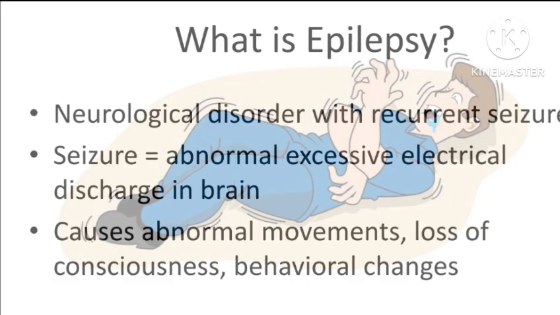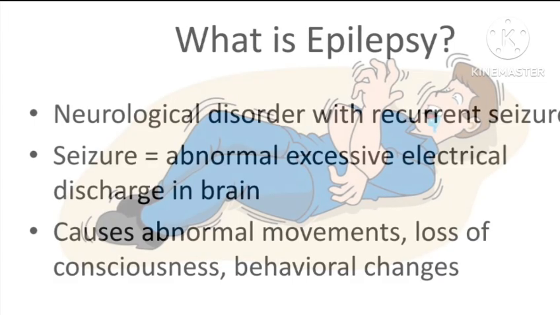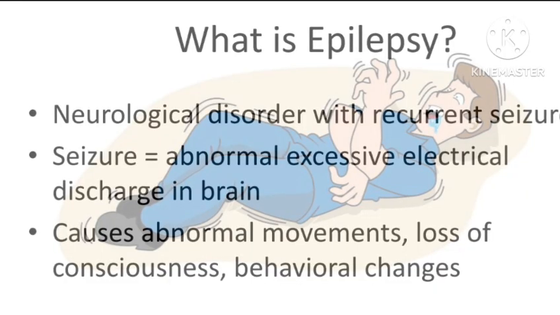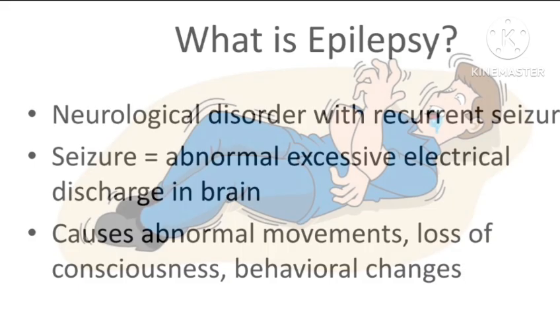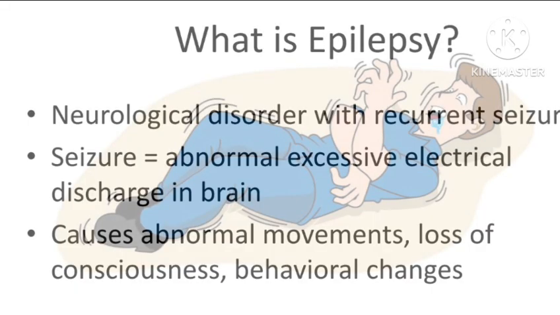So, think like this, imagine a classroom. Normally, students speak one by one, but suddenly all students start shouting loudly at the same time. So, complete chaos happens, right? That is similar to what happens in epilepsy. So, neurons lose their control.